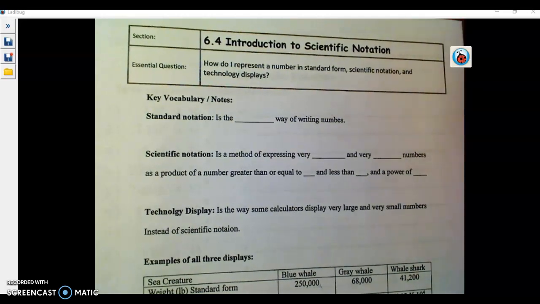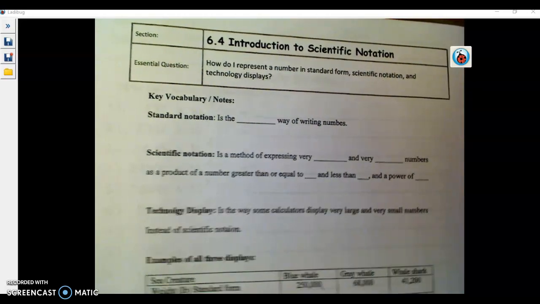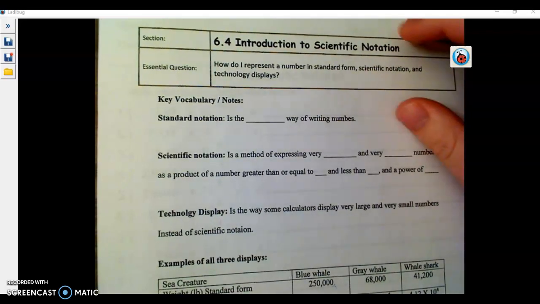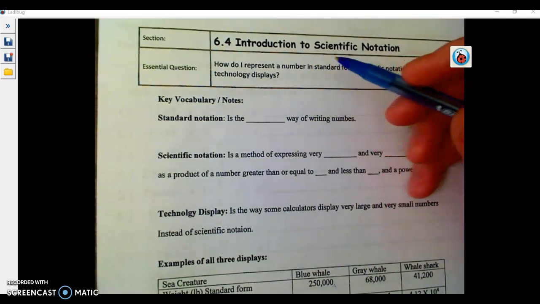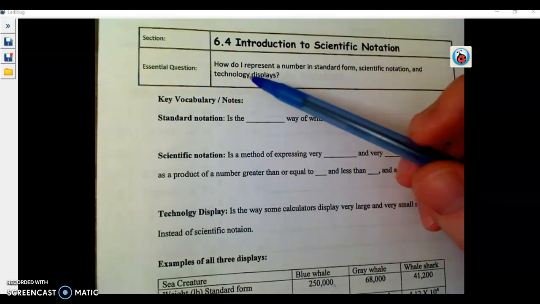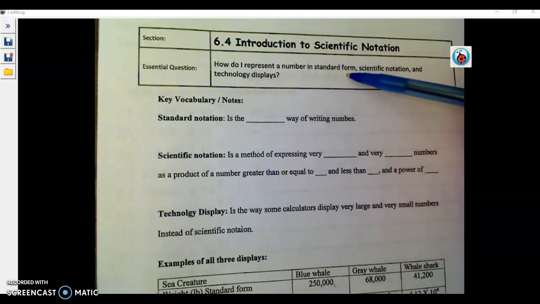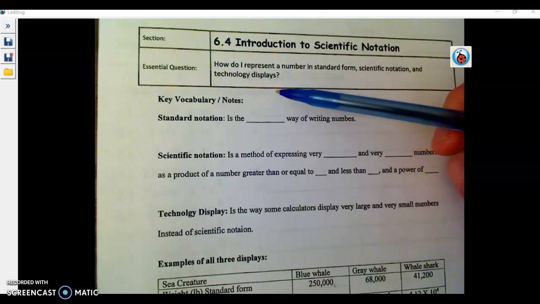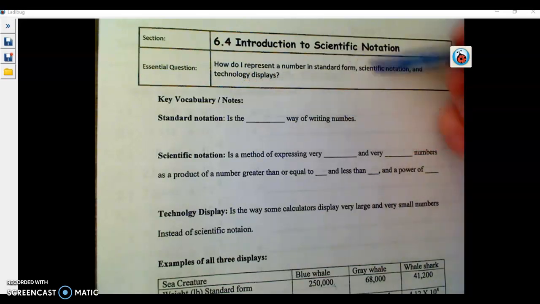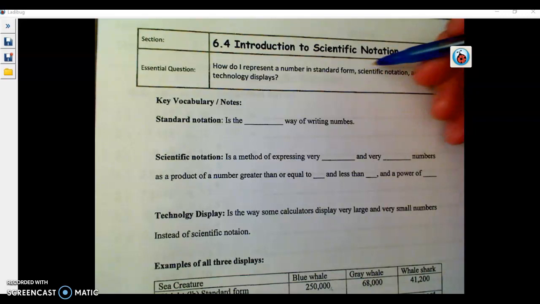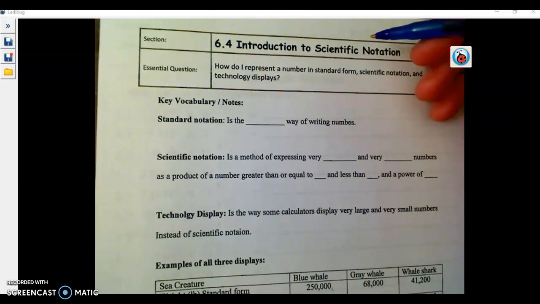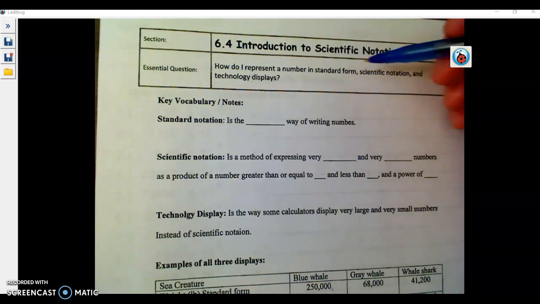Hi guys, today we are going to be doing a little introduction to the next topic in Unit 6, which is scientific notation. So how do I represent a number in scientific notation, standard form, and in technology displays? The neat thing about scientific notation is that, depending on what field of work you go into after high school, you could see this.